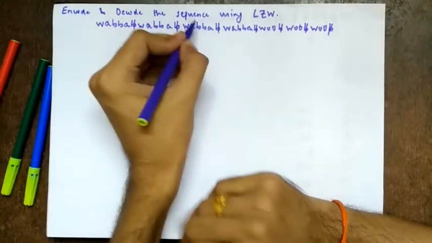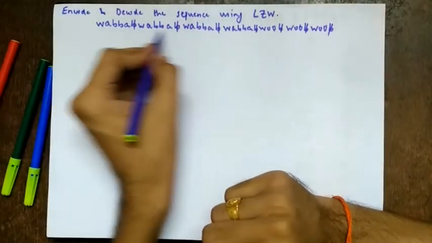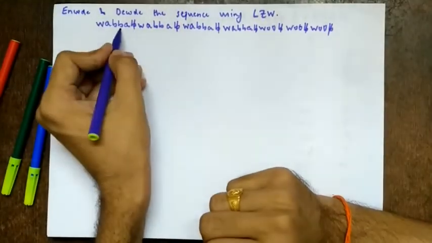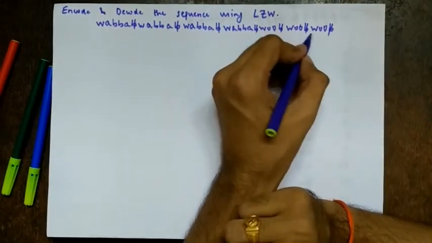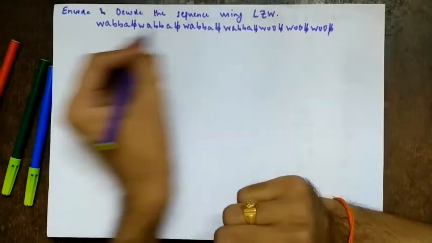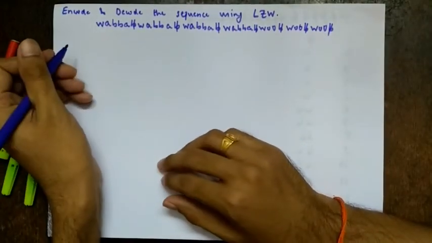So encode and decode the sequence using LZW. This is the name of the dictionary coding technique. And this is the same sequence which we used for LZ78: Wabba B bar, Wabba B bar, Wabba B bar, Wabba B bar, Woo B bar, Woo B bar, Woo B bar. As I told, this is a song, a Sesame Street song. We are aware of it. Okay. So how to start this?